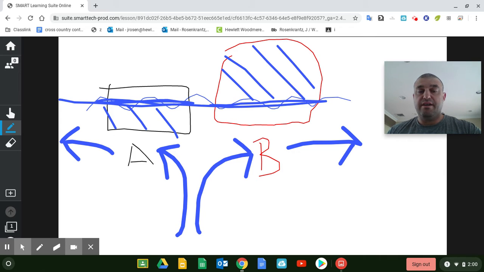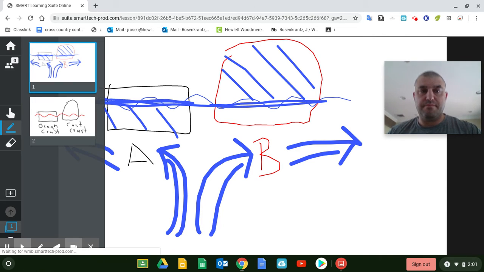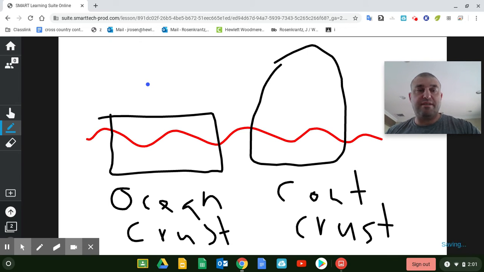What you have is rising magma here. So the magma comes up and then moves to the side, causing the continents to spread, causing the seafloor to grow. We call this seafloor spreading. So it's the same exact concept, but now with magma.